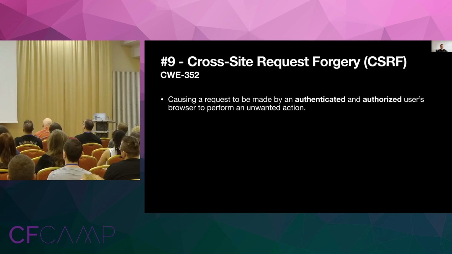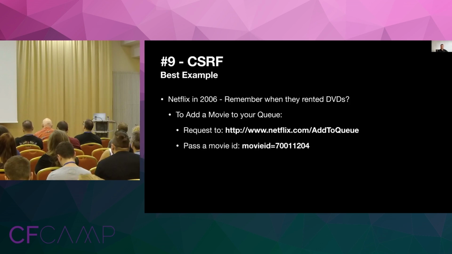All right, cross-site request forgeries. This is caused by somebody causing an authenticated user to make some sort of unwanted request on their behalf, and it's usually triggered by a different website. So the best example I've seen of this is with Netflix, going back to the days when Netflix rented DVDs.